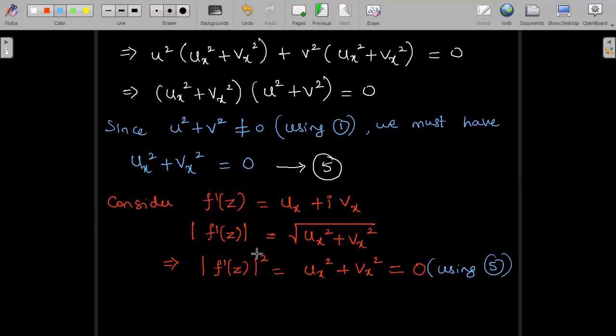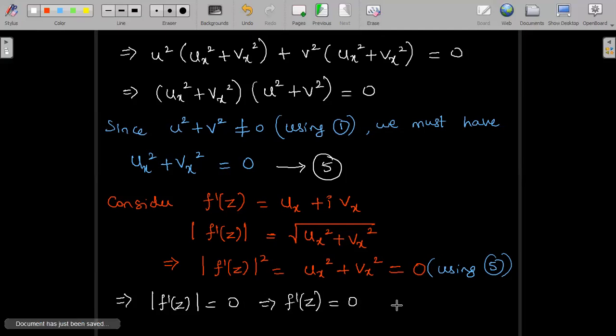So mod f dash z is equal to 0 means the same as writing modulus of f dash of z square is equal to 0. So mod f dash of z is also equal to 0. This implies f dash of z is also equal to 0.